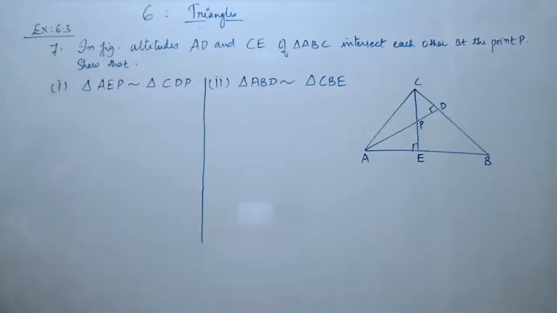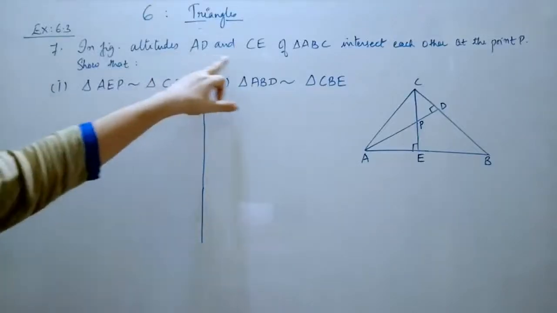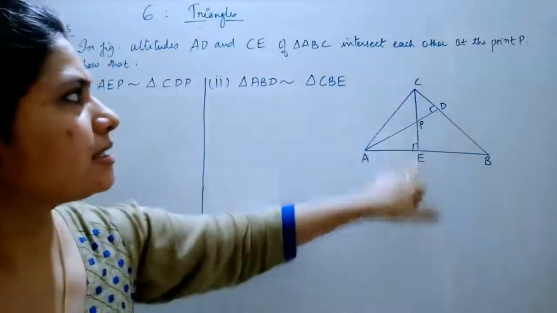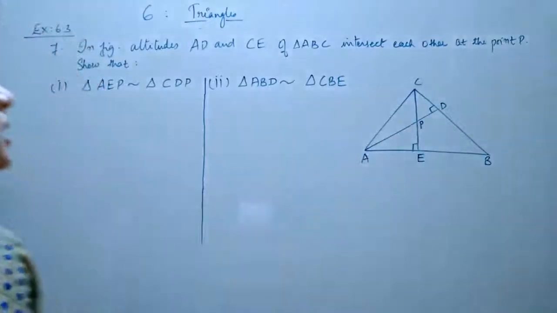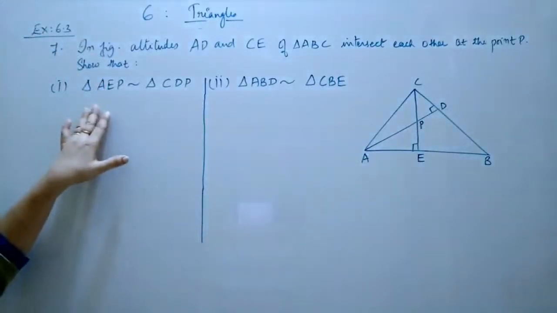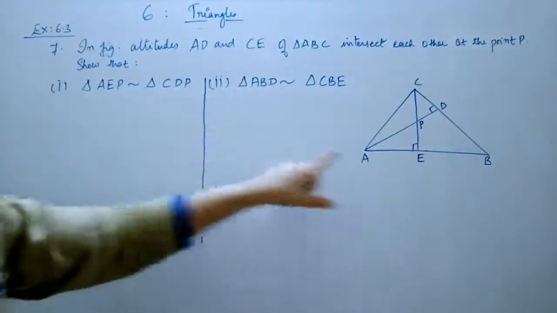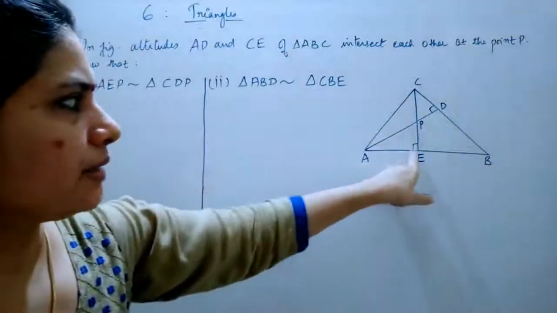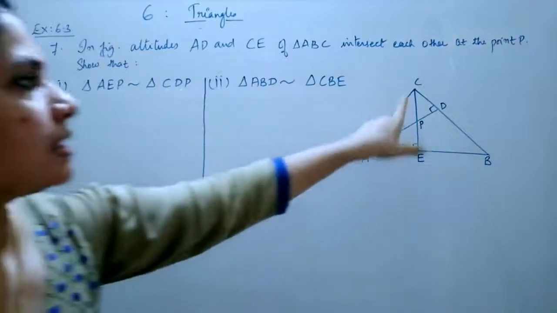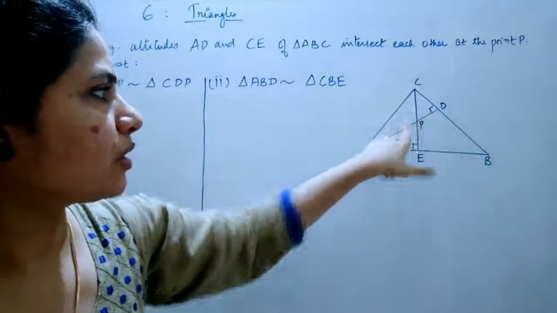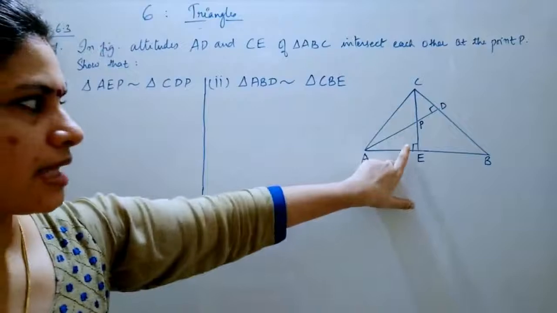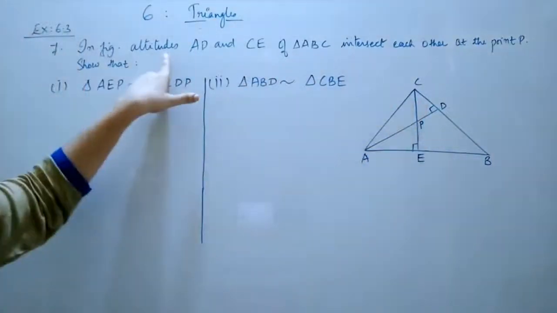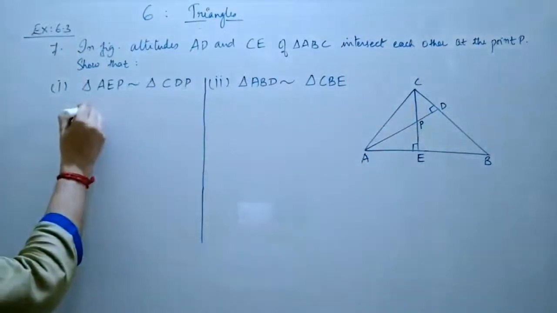Question number 7 is, in the given figure, altitudes AD and CE of the triangle ABC intersect each other at P. And you have to show that first, triangle AEP, this one, and CDP, the smaller one, this and this. They are similar, you need to show. So for that, first condition which we can say is this angle is 90, this is 90 because they are altitudes.